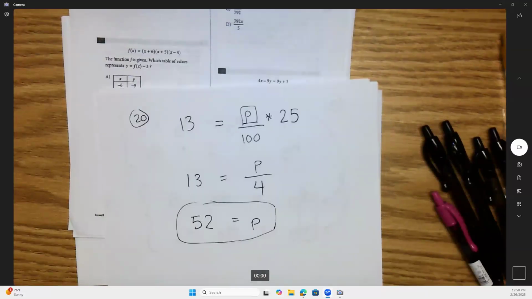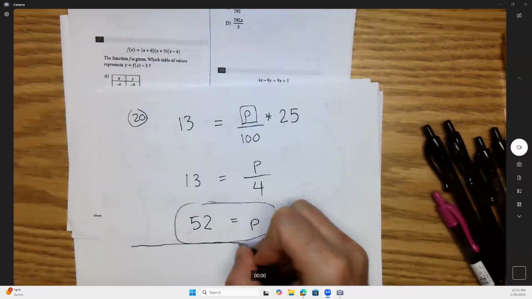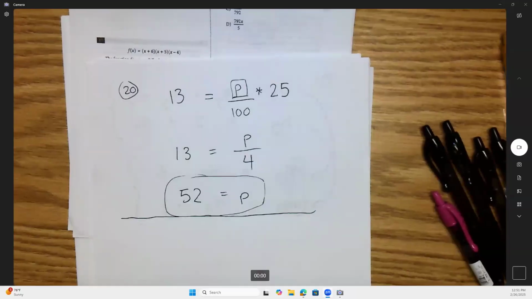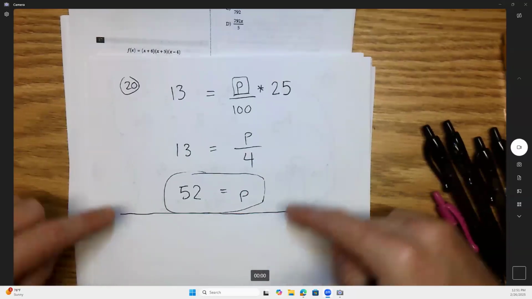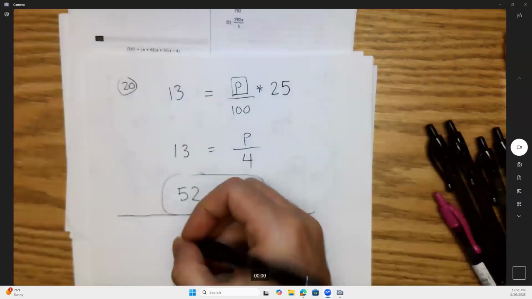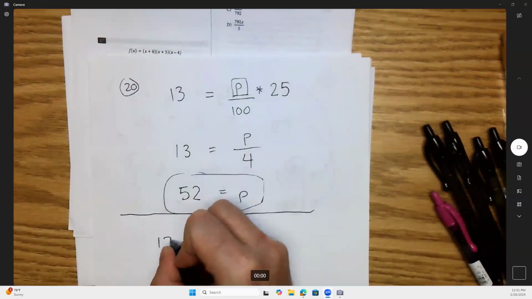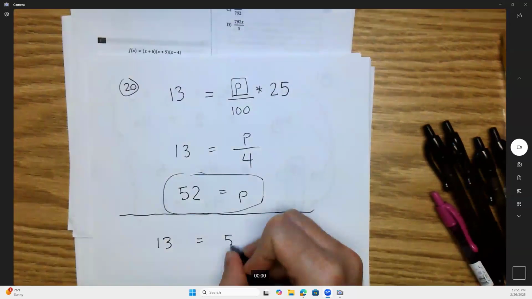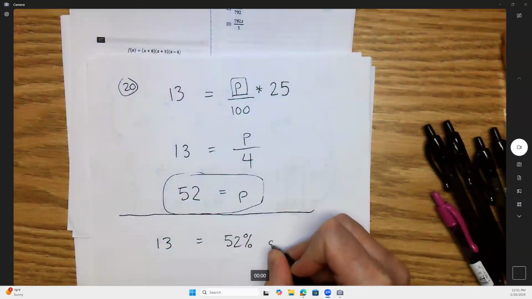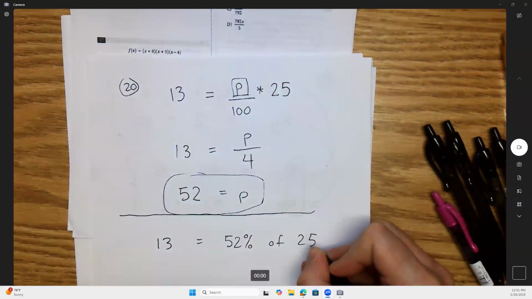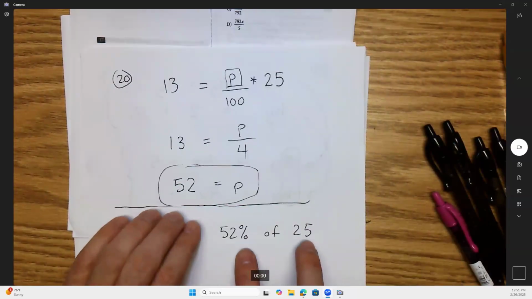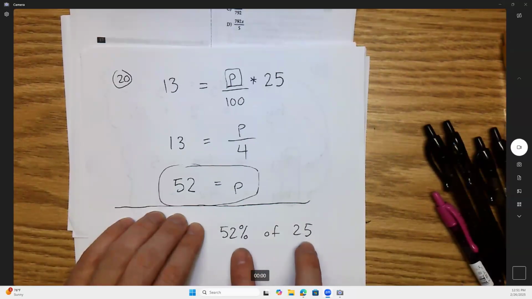Now, I want to do a little bit extra with this one. I want to show you guys a really cool math trick. You guys want to see a really cool math trick? Everybody look up here. Take some notes. Let me go back to the original expression and write it out now that I know the answer. I'm going to say this. 13 is 52% of 25. Now, suppose somebody walks up to you on the sidewalk and says, what is 52% of 25?